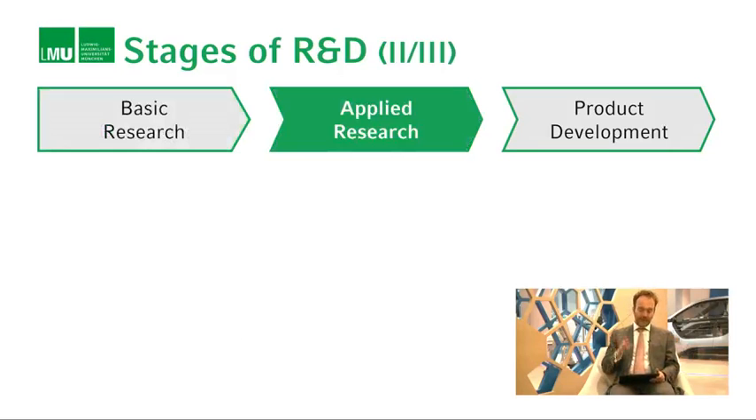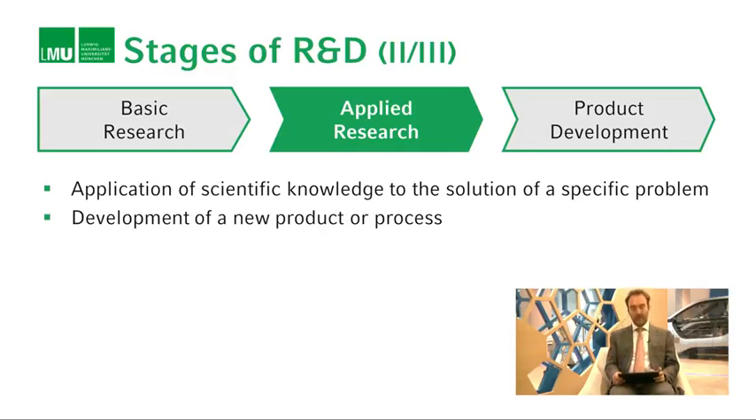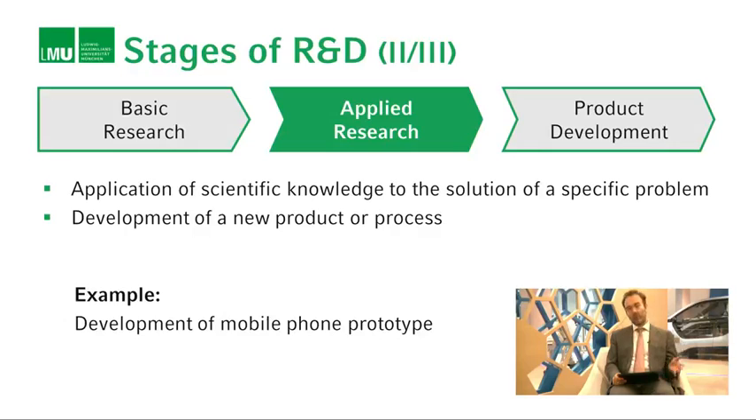When we talk about applied research, it's about application of this basic scientific knowledge to the solution of a specific problem. So in this case, for example, if you were interested in trying to communicate with others when there's no fixed line close by, then your specific problem would be that. Now, you could develop a new product or a new process to do that. And in this particular example, we will think about the development of the mobile phone, of a prototype of the mobile phone, as applied research.